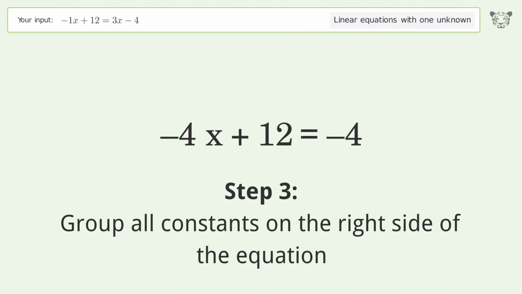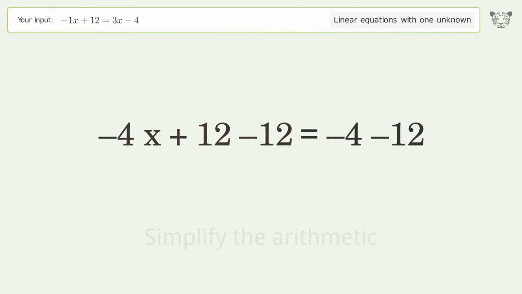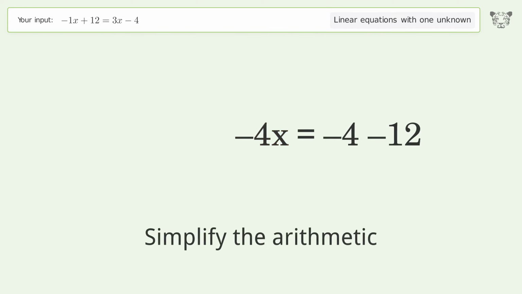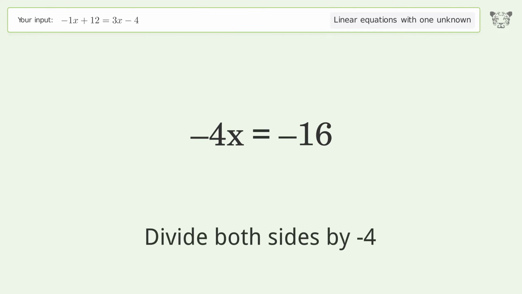Group all constants on the right side of the equation. Subtract 12 from both sides. Simplify the arithmetic. Isolate the x. Divide both sides by -4.